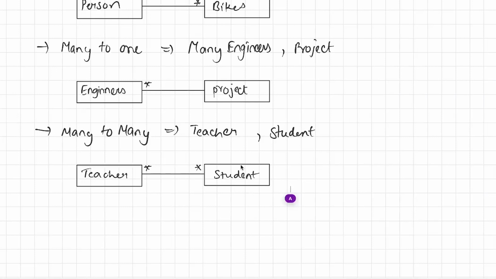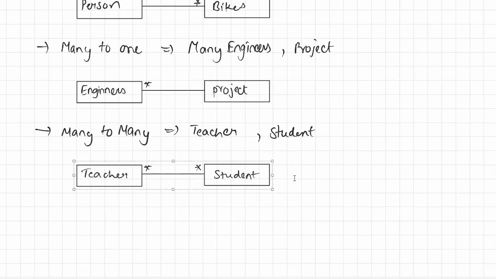Now, how do we represent this type of relationship using UML? So here we have a teacher class and here we have a student class. We are using a straight line to represent the association between teacher and student. And then we are using an asterisk symbol here, which represents that there are many teachers. And here also we are using an asterisk sign, which represents that there are many students. So this is how we represent a many-to-many relationship using UML.